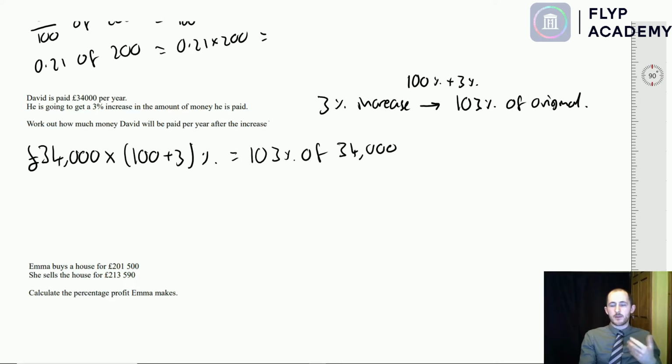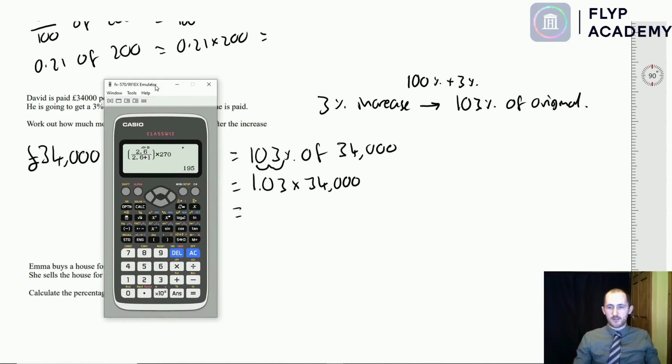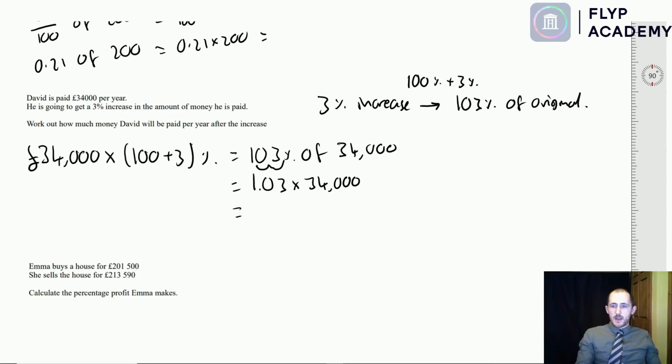Now, in terms of different ways you can do this, one way which I'm quite partial to is changing that to a decimal. Remember, to change to a decimal, you move it to the left twice and you just multiply it. Nice and easy. Again, it's all calculator stuff, so it's not too bad. 1.03 multiplied by 34,000 is £35,020. And again, this is my preferred method of doing it.